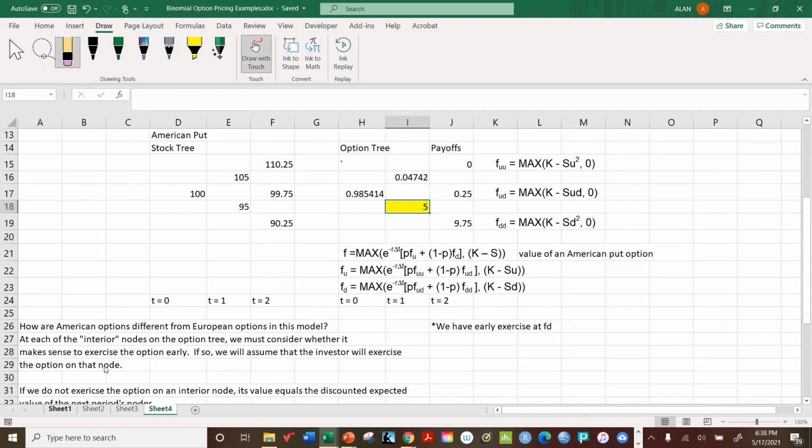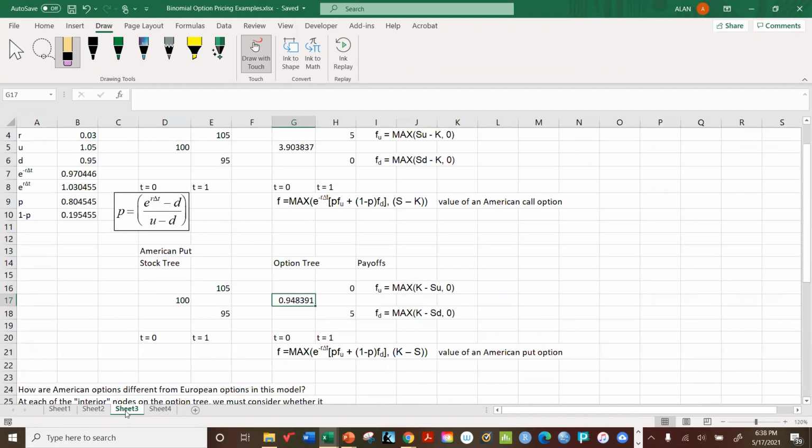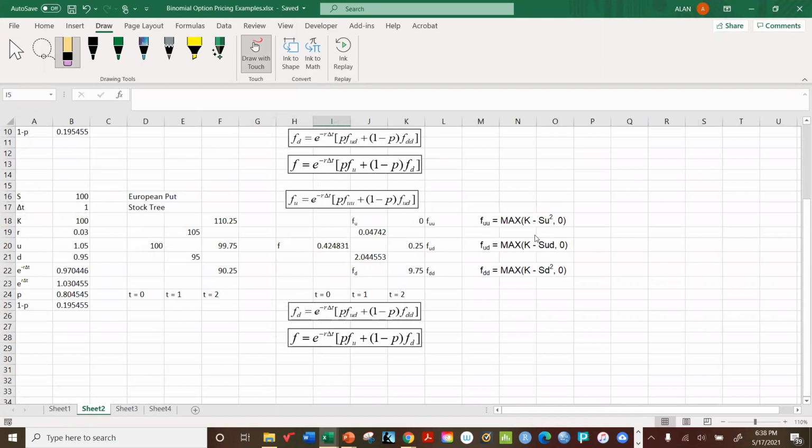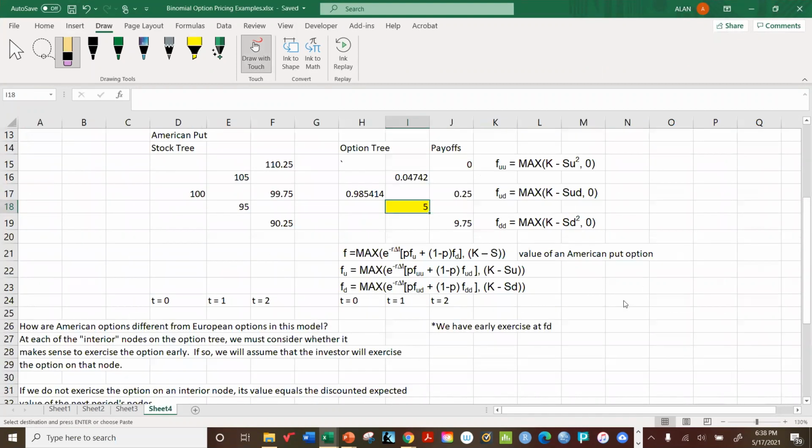There we go. All right. So with the European, you know what, let me do this. Let me copy this. Remember, this is what the 2 period European model looks like. So I'll just copy this so that we can see them side by side.